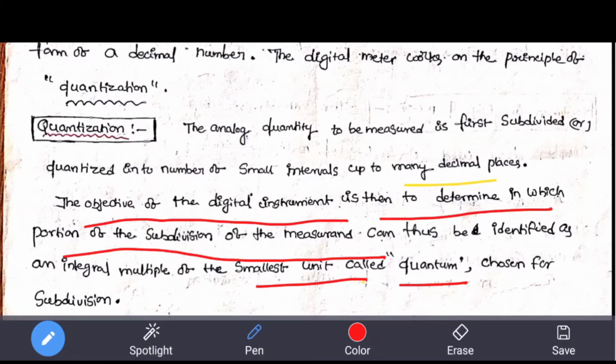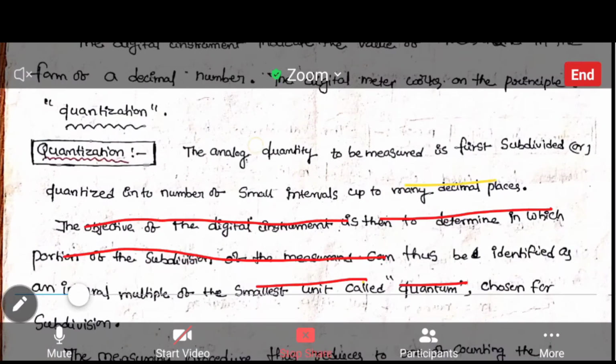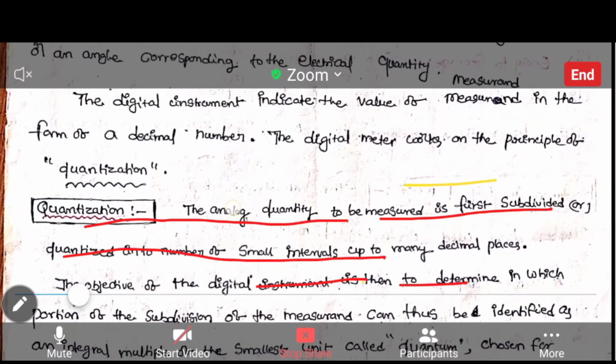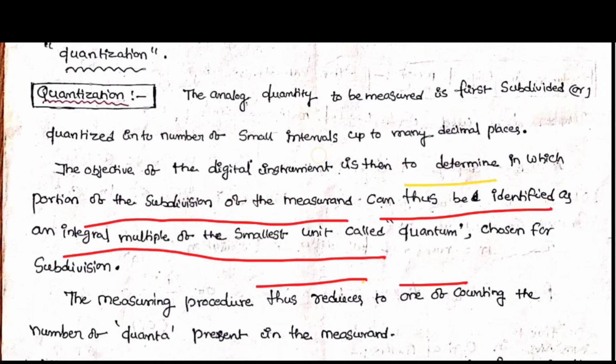ఆ అనలాగ్ టు డిజిటల్ కన్వర్షన్ టెక్నిక్స్, సో మెనీ టెక్నిక్స్ ఆర్ దేర్. వన్ ఆఫ్ ద టెక్నిక్ ఈజ్ క్వాంటైజేషన్ అండ్ అనదర్ వన్ ఈజ్ sampling. Sampling is another process that is used to convert analog signal into digital signal.